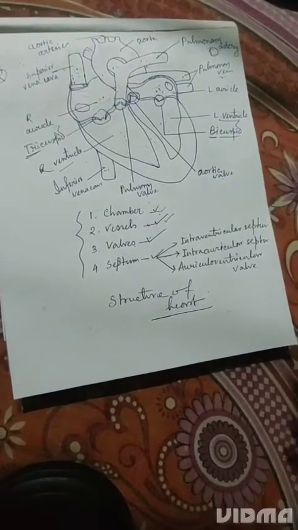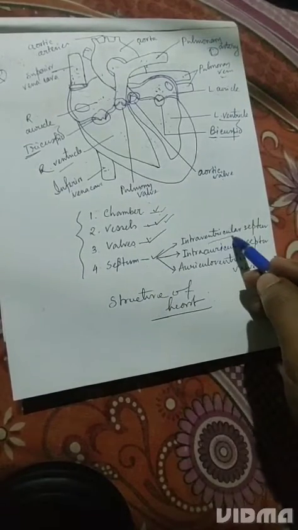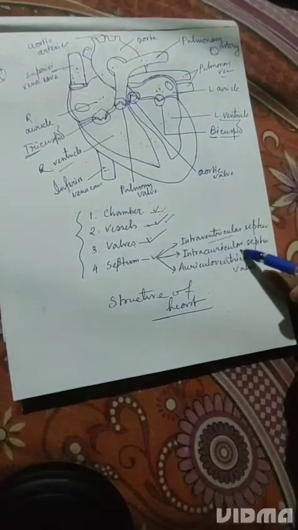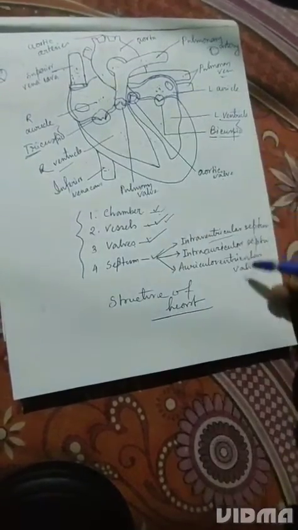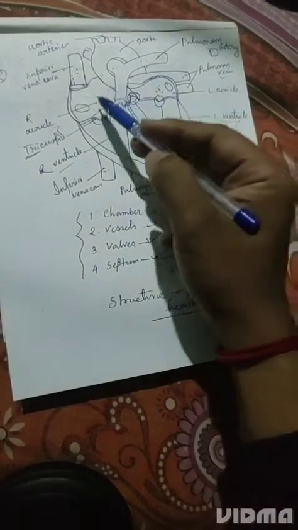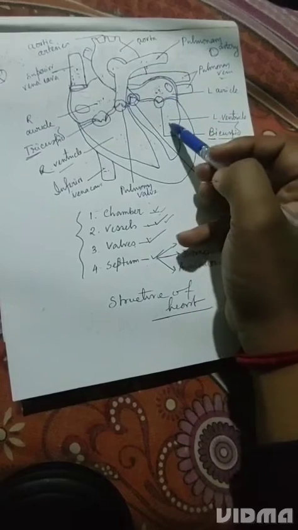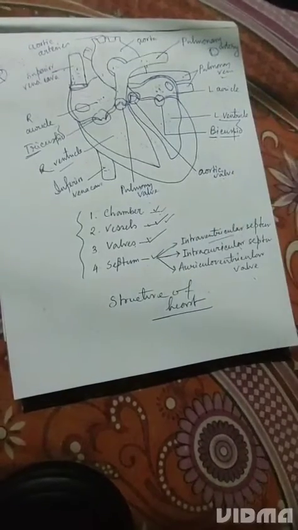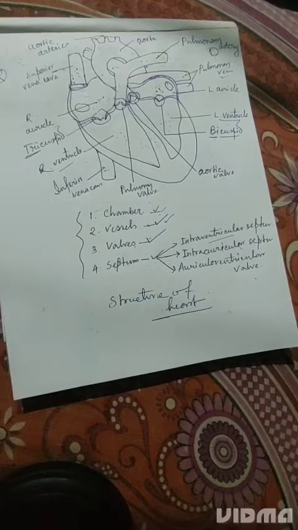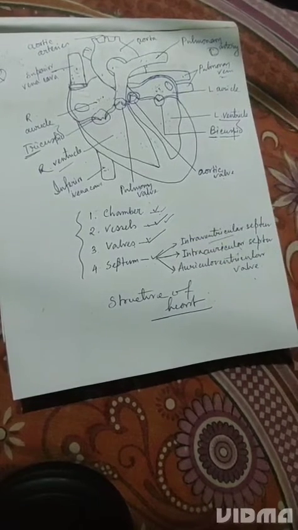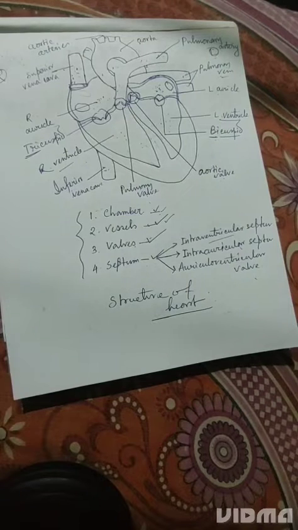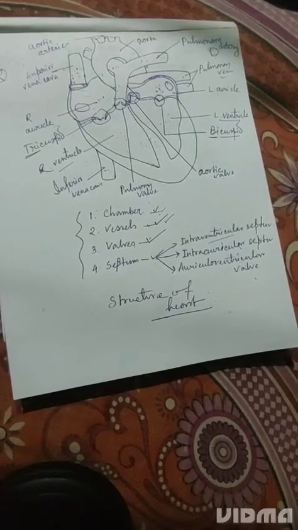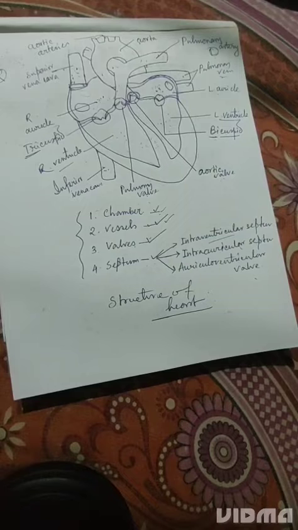That's all. Next, the septum: the interventricular septum dividing two ventricles, the interauricular septum dividing two auricles, and the auriculoventricular septum dividing auricle from ventricle on both sides. So the process is easy, just keep in mind these four points, and you can easily explain it in your simple words. You do not need to memorize the whole one page or one and a half pages of notes from the book.